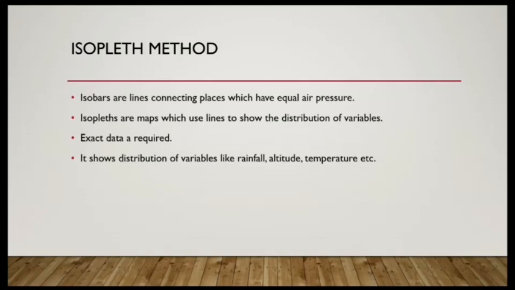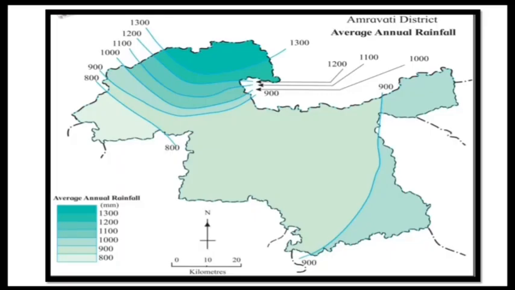Children, now let us understand the isoplet method in detail by looking at the map of Amravati district which shows the average annual rainfall. I have explained to you earlier that here the data has to be absolutely accurate. What do these lines do? The lines connect places which have exactly the same variables, like it can show the temperature or rainfall.